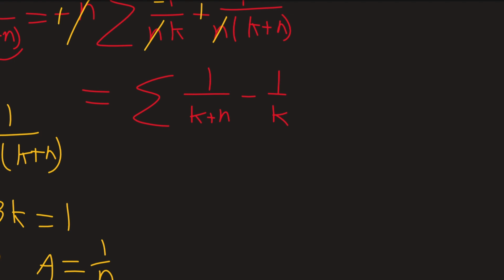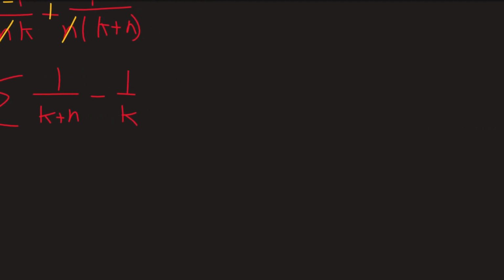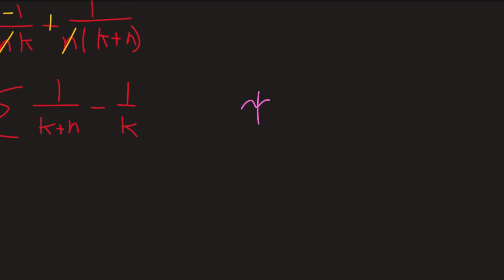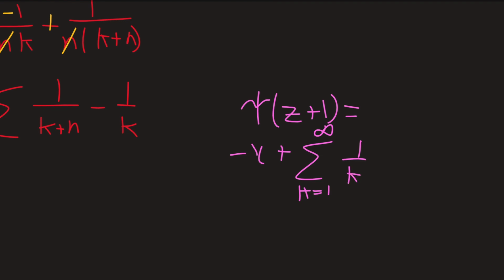But there's one very, very important thing to note, and I will write this identity off to the side. I'll do this in pink. What we know is that the digamma function of some z plus 1 is equal to negative gamma, the Euler-Mascheroni constant, plus the sum from k equals 1 to infinity of 1 over k minus 1 over k plus that z.